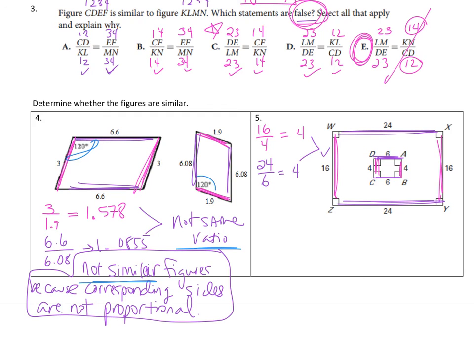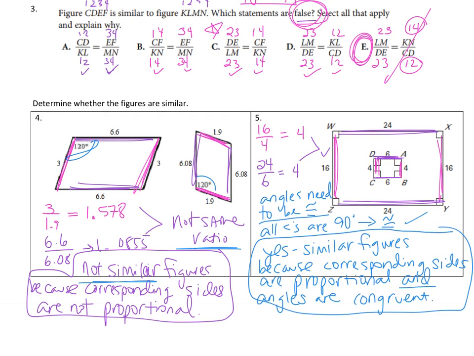Then we have to check the angles. So remember, the angles need to be congruent. If we look at all the different angles, we can see that in our large figure we have 90 degrees for every single one. For the smaller one, we do see that they are also 90 degrees for every single one. This means that our angles are congruent. So yes, this is a similar figure. It is a similar figure because the corresponding sides are proportional and our angles are congruent. So make sure you write the reason why it is, not just yes or no.